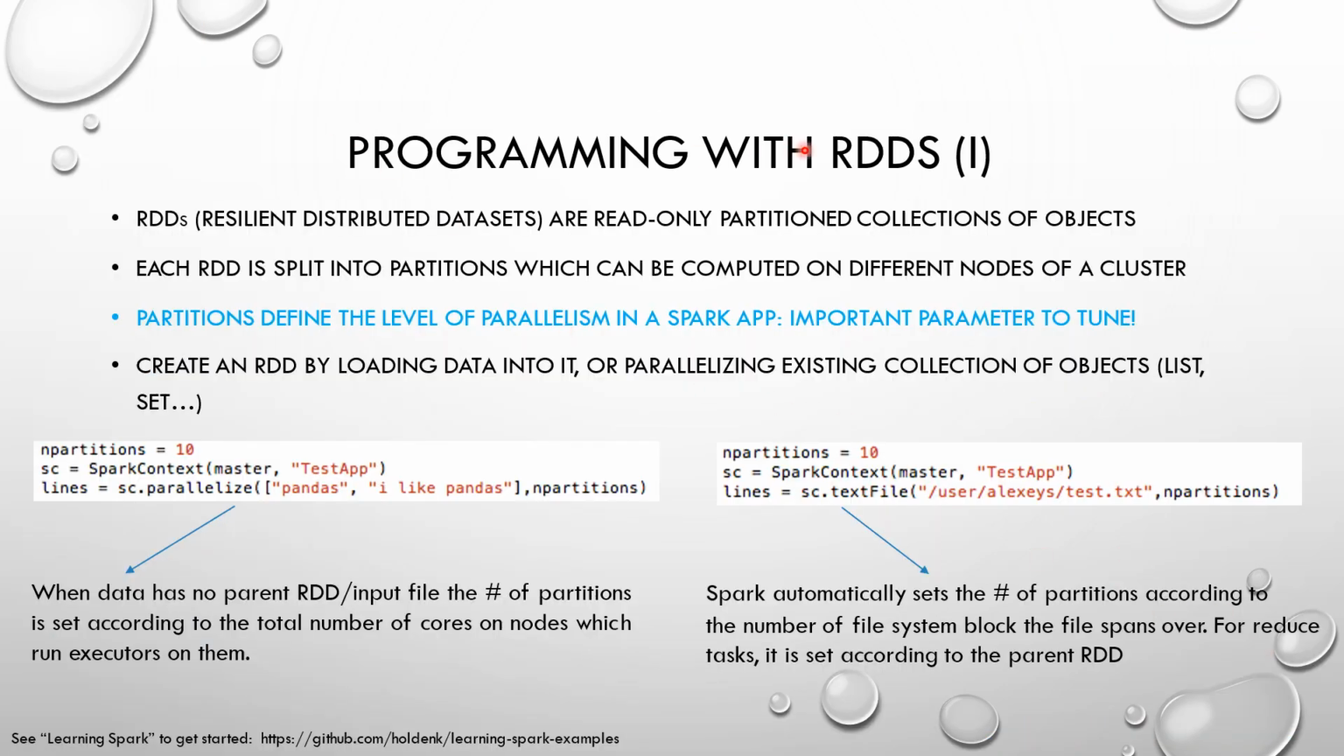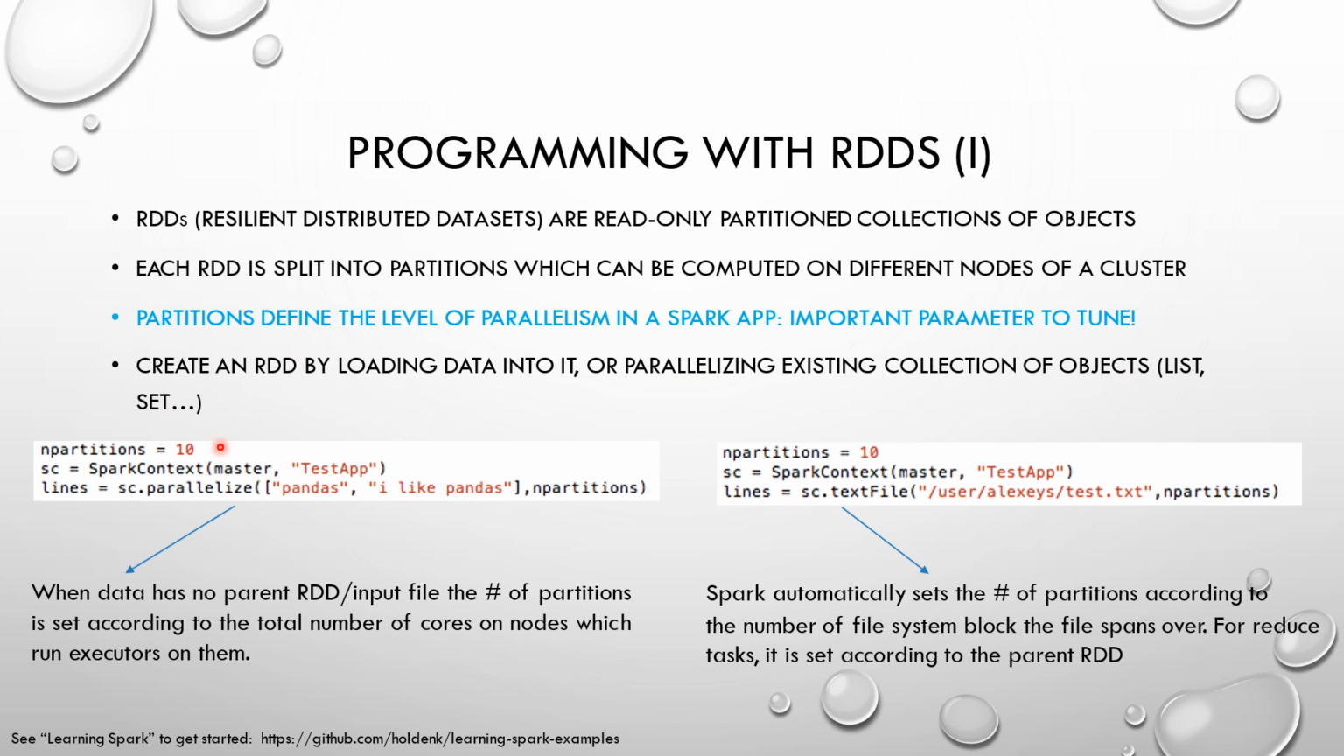Programming with RDDs 1. RDDs are resilient distributed datasets, read-only partitioned collections of objects. Each RDD is split into partitions which can be computed on different nodes of a cluster. Partitions define the level of parallelism in a Spark app, an important parameter to tune. Create an RDD by loading data into it or parallelizing an existing collection of objects. This is a list set.